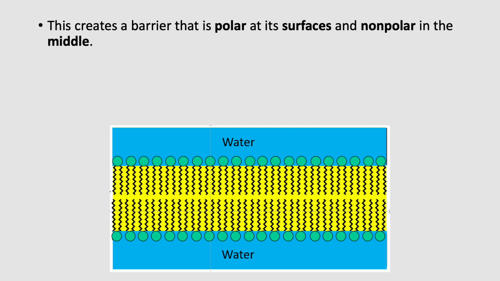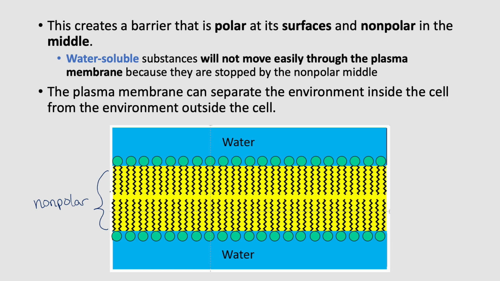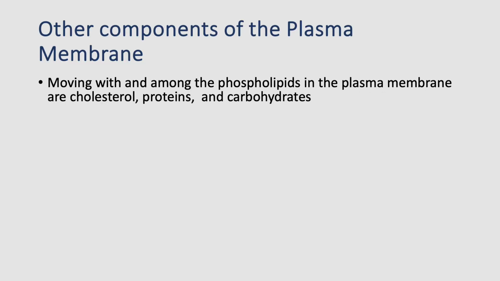So what this does is it creates a barrier that is polar at its surface and nonpolar in the middle. This means that water-soluble substances will not easily move through the plasma membrane because they are stopped by this nonpolar region in the middle. Again, fatty acid tails do not mix well with water. So the plasma membrane can separate the environment inside the cell from the environment outside the cell, meaning they will never interact with water.